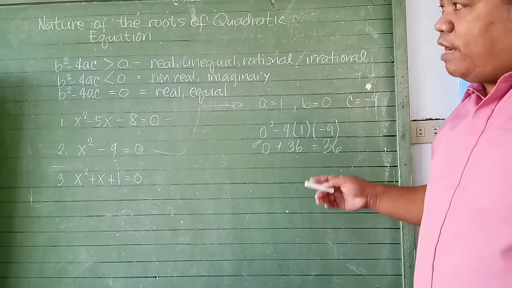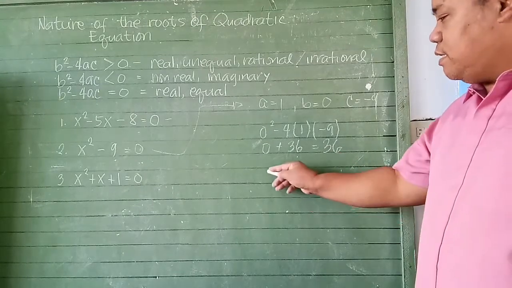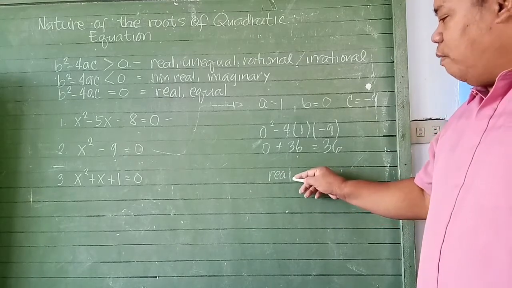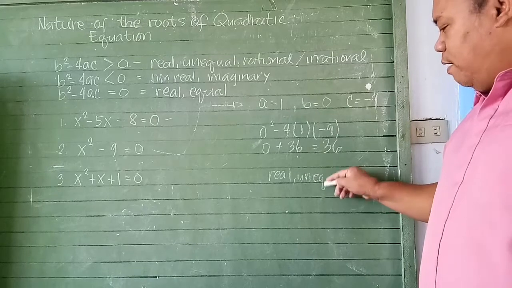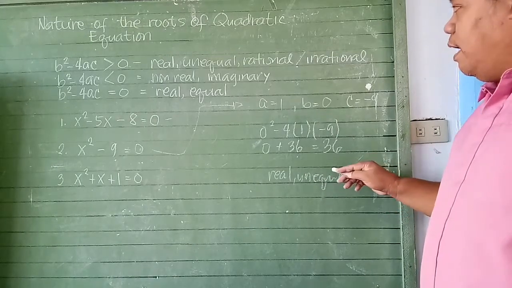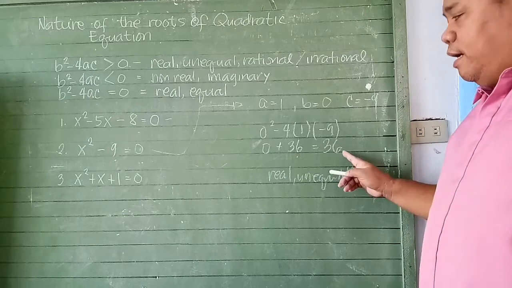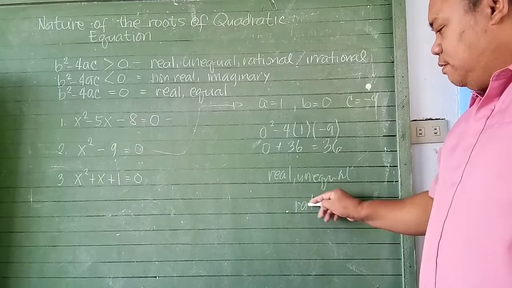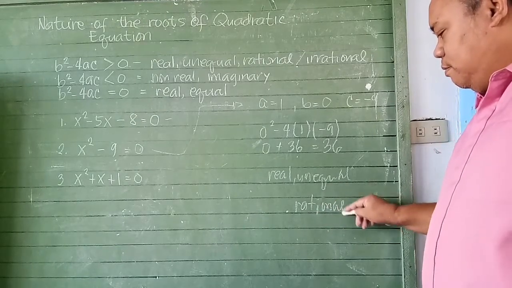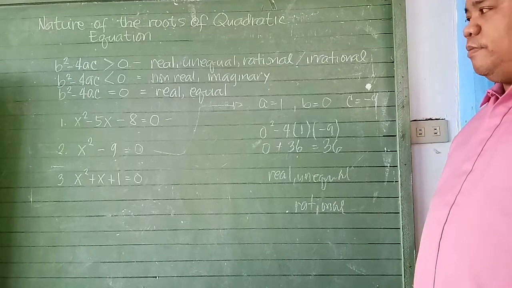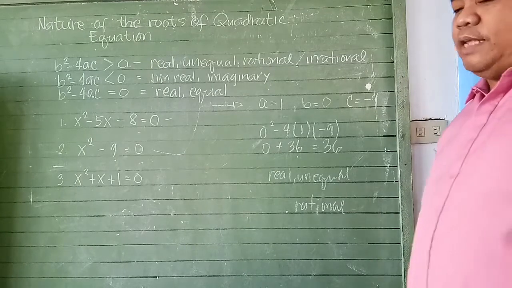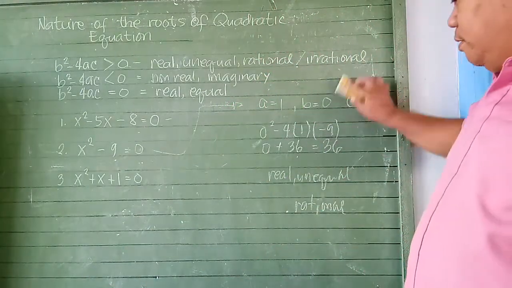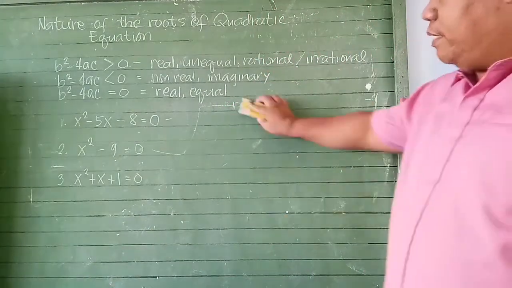So let us identify the nature of the roots. This is real. This is unequal. Since 36 is a perfect square, this is rational. Okay, so let's go now to the next example.